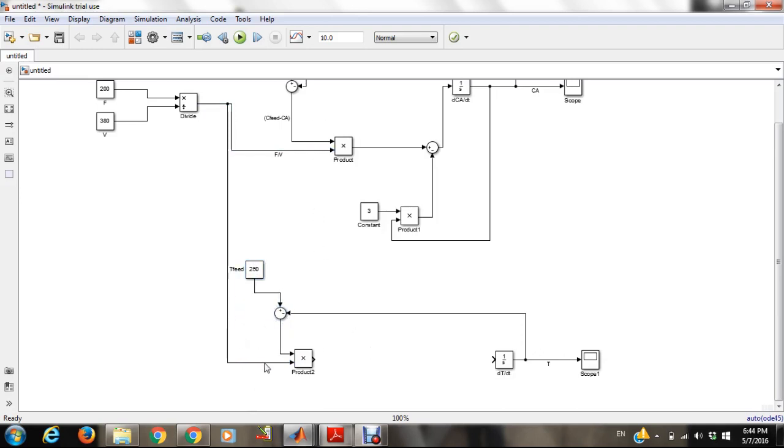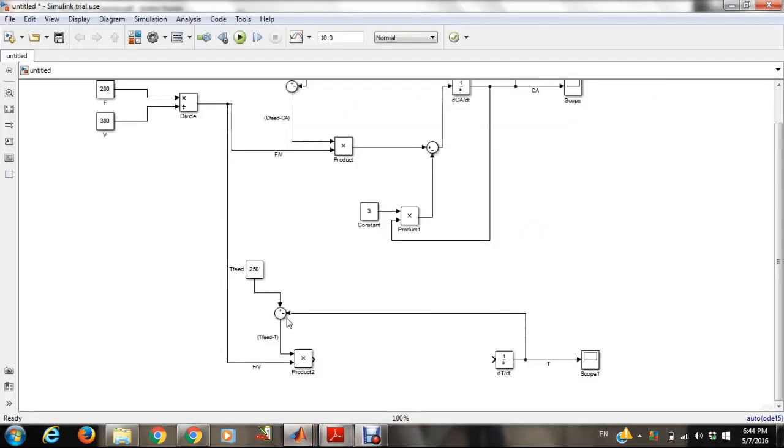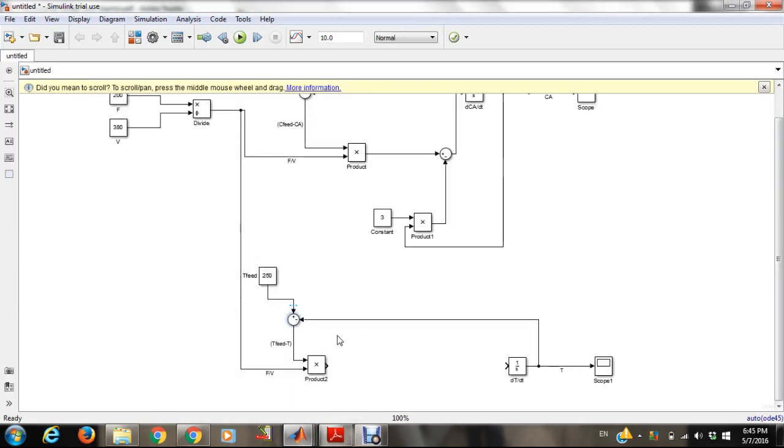Okay, so therefore now we have F over V, and this is T feed minus temperature. So I've done the first part of the equation, and now I'm going to be adding a sum of Q generated over rho Cp times V. This is the sum.